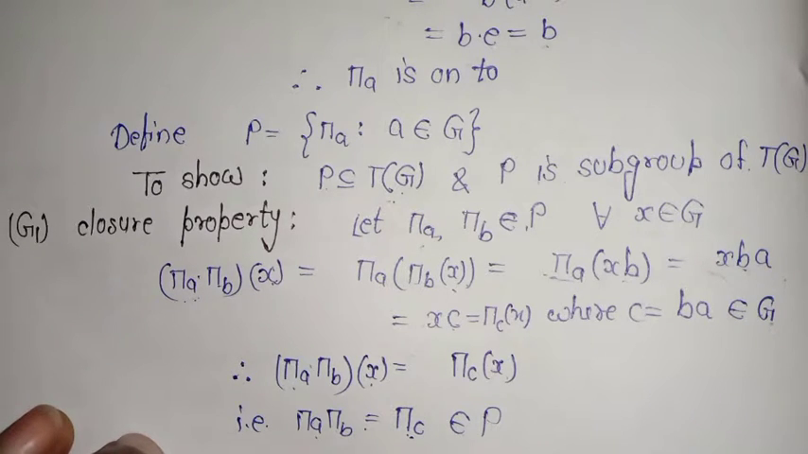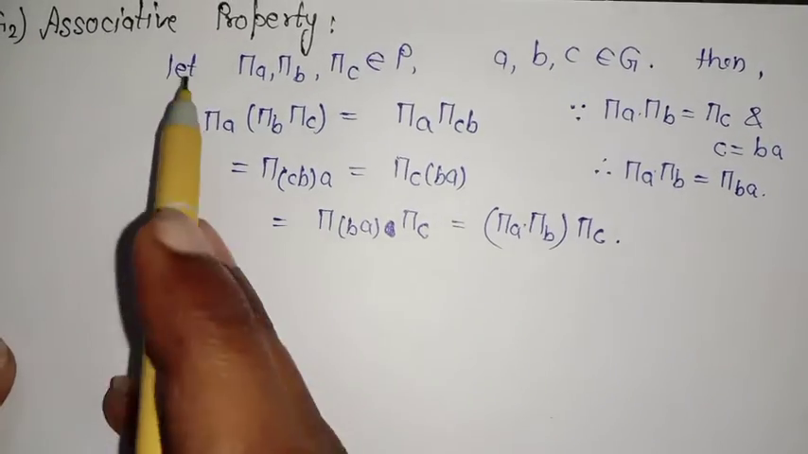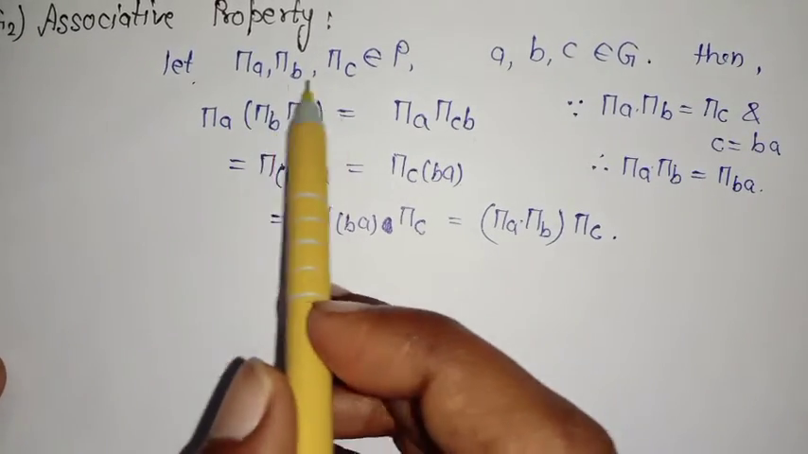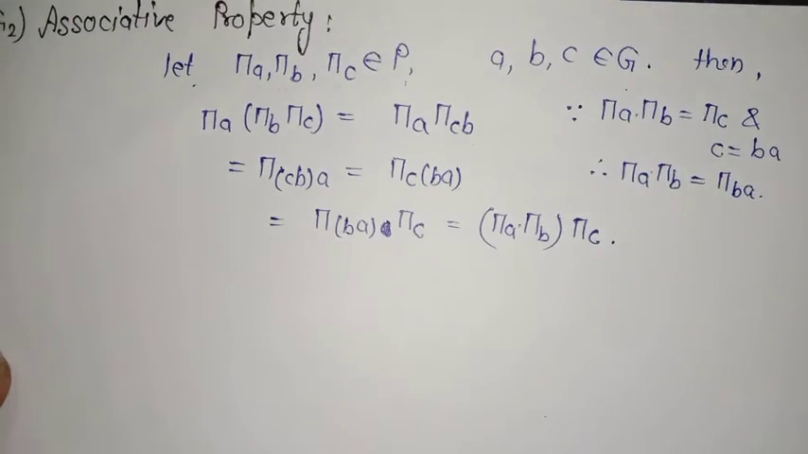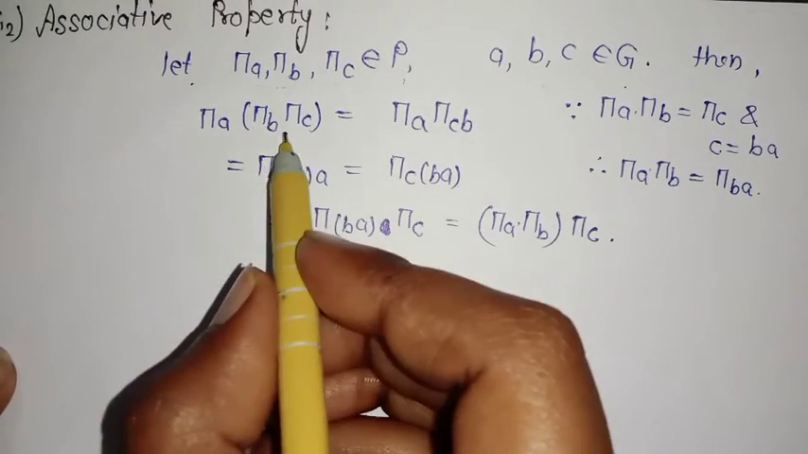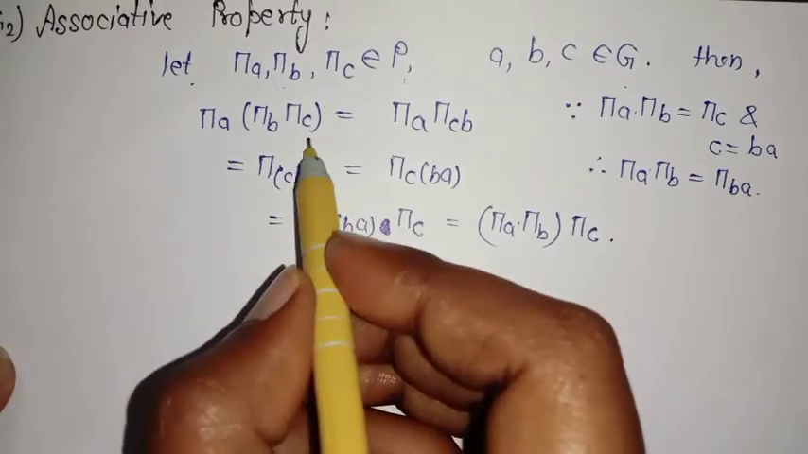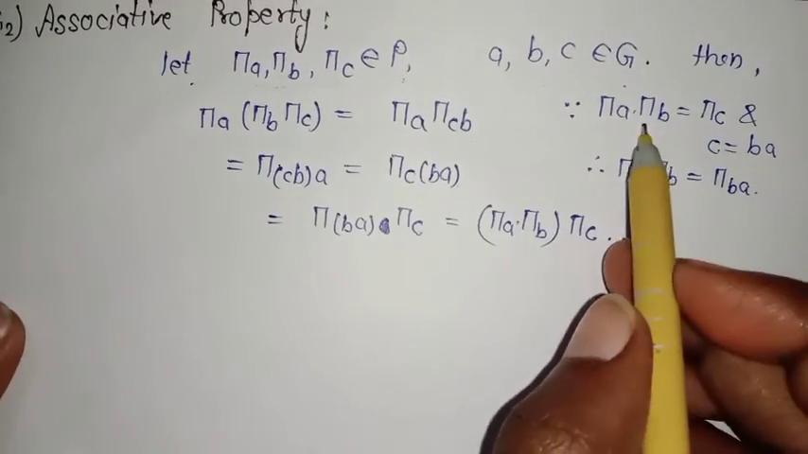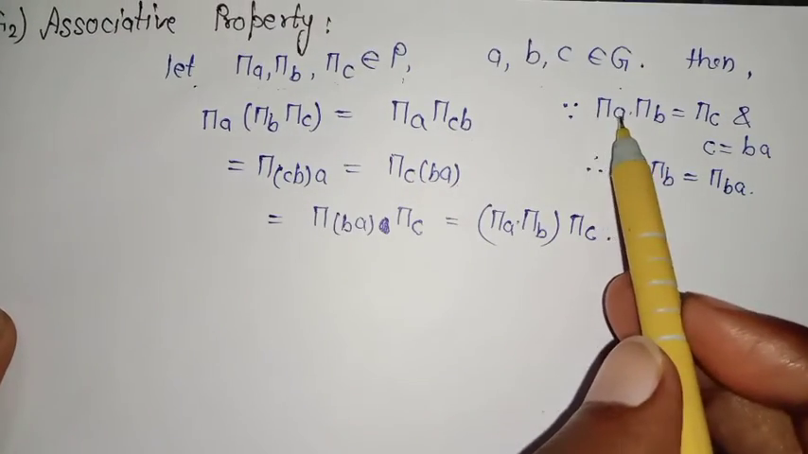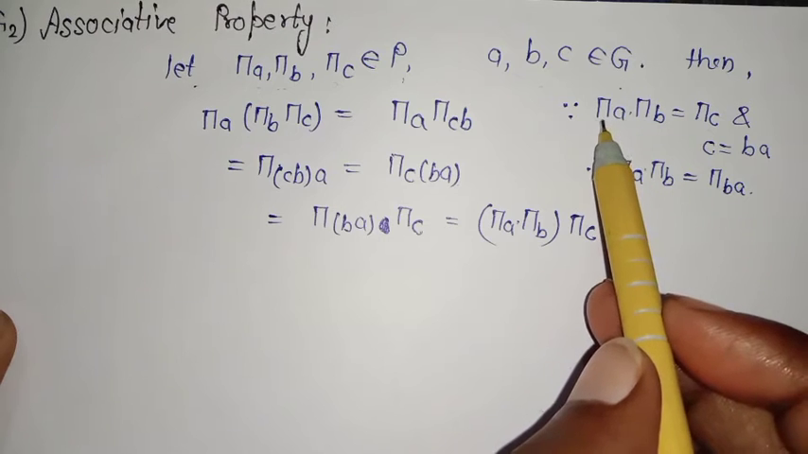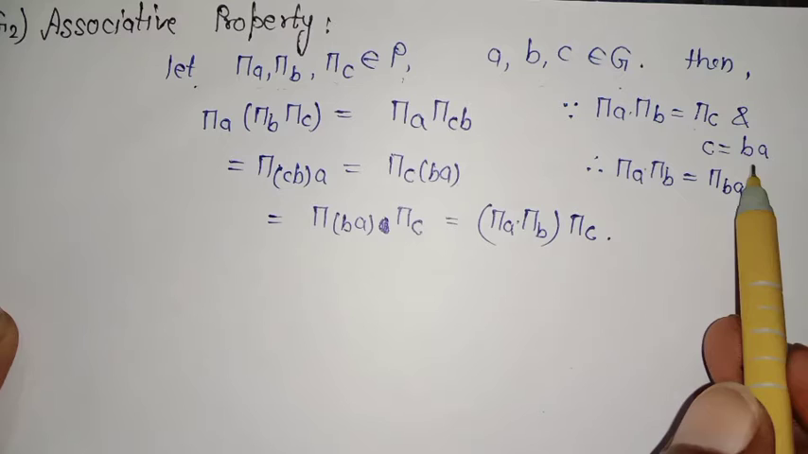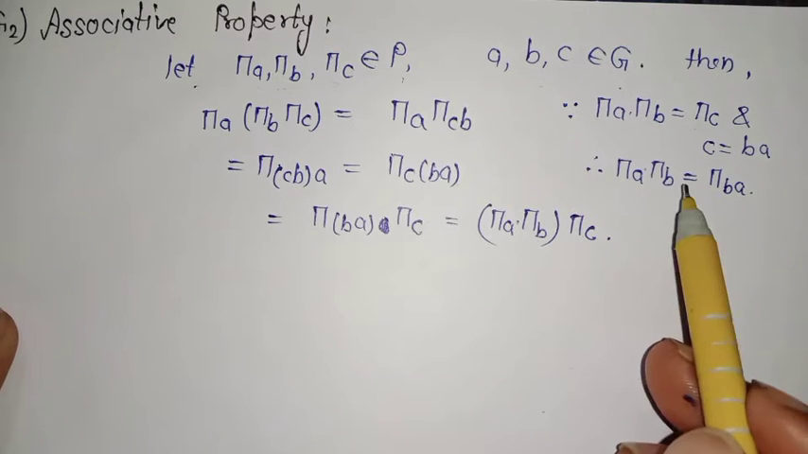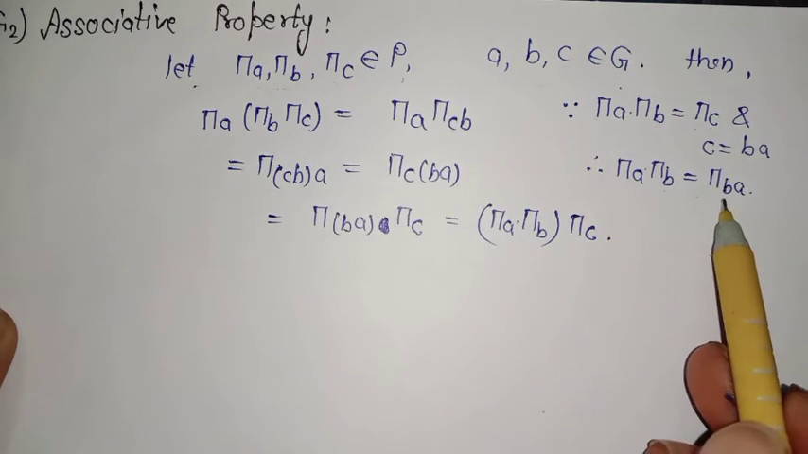Now we will see the associative property, the existence of identity and the existence of inverse. First we do the associative property. For this we consider 3 elements a, b, c from G and the corresponding 3 functions from P. So we consider the product of these 3 functions with b and c together. If we use our equation number 1, we have seen in the closure property that pi a dot pi b was equal to pi c and c was equal to ba. So pi a dot pi b can be written as pi of ba.